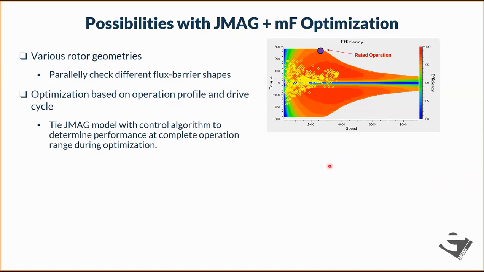This plot shows all these yellow points, which are the drive cycle, the performance points where the motor is operating in a city driving cycle. And we can also calculate, for example, a net efficiency of the machine for this entire drive cycle, and include that as an objective in the optimization to maximize the efficiency for a given drive cycle.